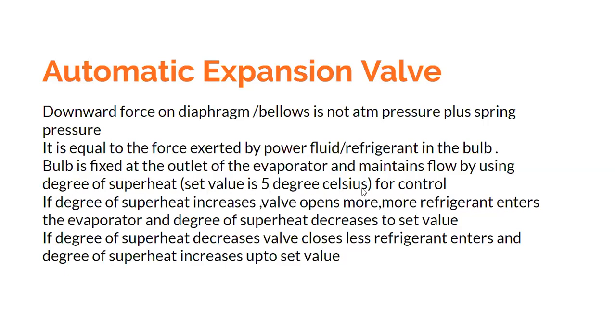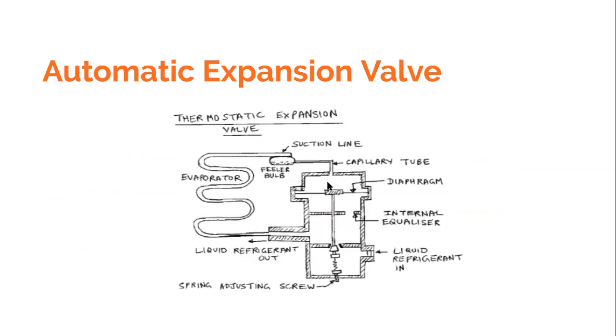Constant degree of superheat. What is degree of superheat? Degree of superheat means what? At the exit of the evaporator, at the exit of this thermostatic expansion valve, you'll find that the refrigerant exiting the evaporator is slightly superheated. Ideally, we know that the refrigerant entering the compressor or exiting the evaporator is dry saturated, but in actual practice, it is superheated. So what we do is maintain a certain degree of superheat in the suction line, and this is in contact with the filler bulb.